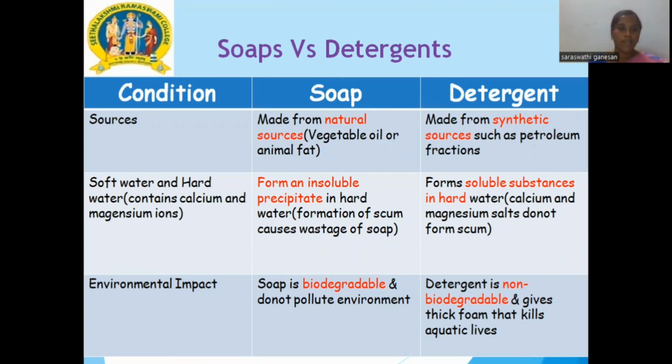Then the environmental fact: soap is biodegradable and does not pollute the environment, whereas detergent is non-biodegradable and gives thick foam that kills aquatic life. Hope you have learned the chemistry behind the soaps and detergents in this session. Thank you.